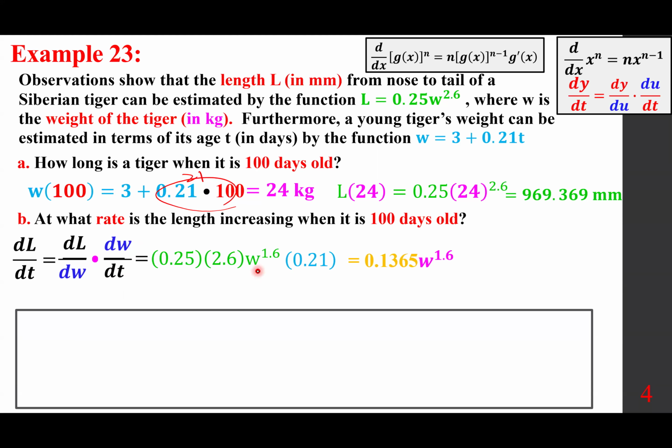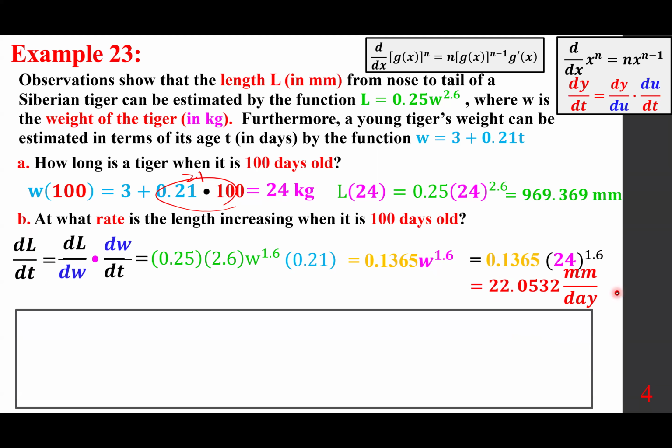Now, if we were to write this as a function of T, then you have to replace the W with 3 plus 0.21T. They didn't. They just want to know what's the rate when it's 100 days old. Well, when it's 100 days old, that's the weight, so you can replace it right here. So 24 from the previous part. You raise this to the power of 1.6 times 0.1365, and it results in 22.0532 units of length over units of time, millimeters per day.